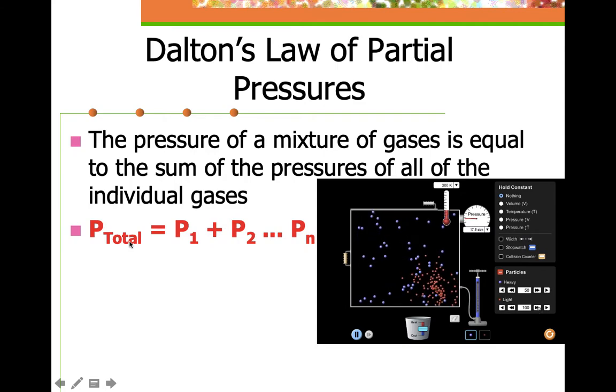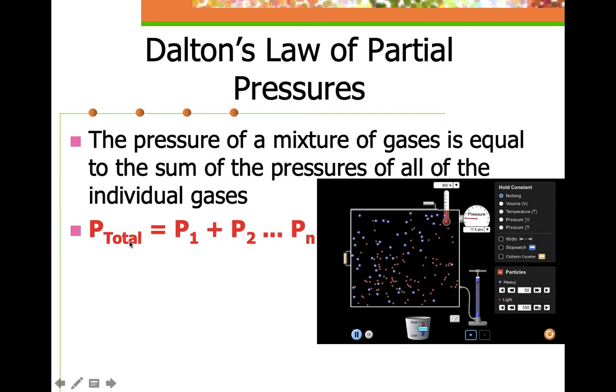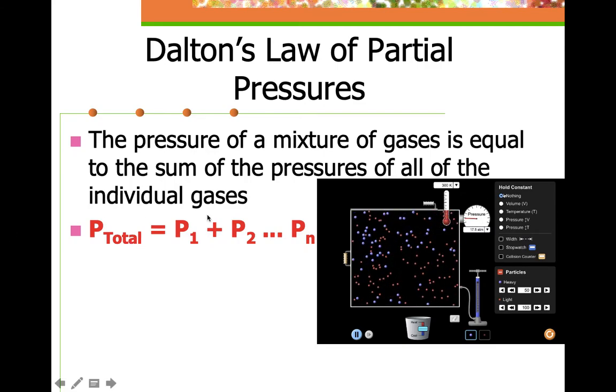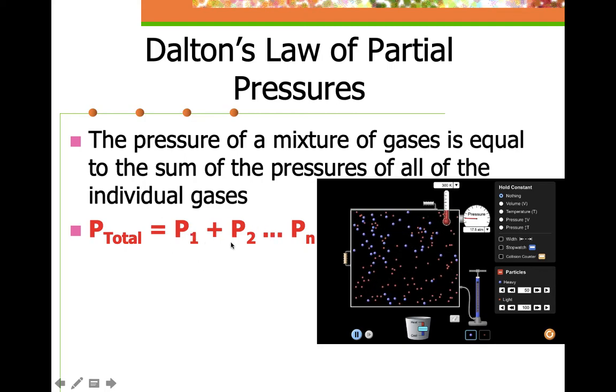Dalton's law would tell us that the total pressure of a system would be equal to P1 plus P2 plus P3 plus P4, however many different types of gases you have. That's why we have n. It just means any number of them, you add them together. And P, of course, stands for pressure. It'll work in any type of units, so you just want to make sure that you keep your units consistent for all the different gases you're looking at.